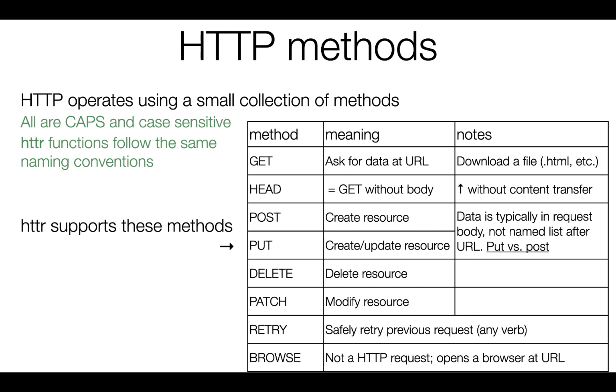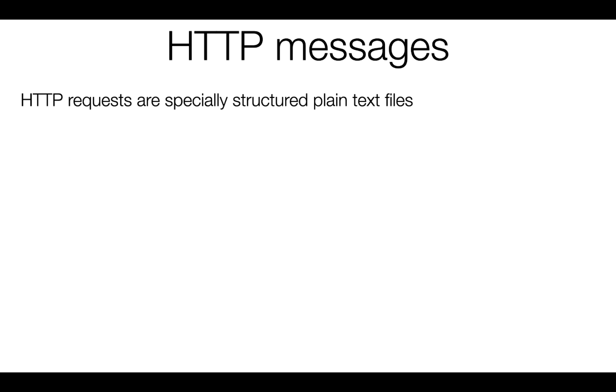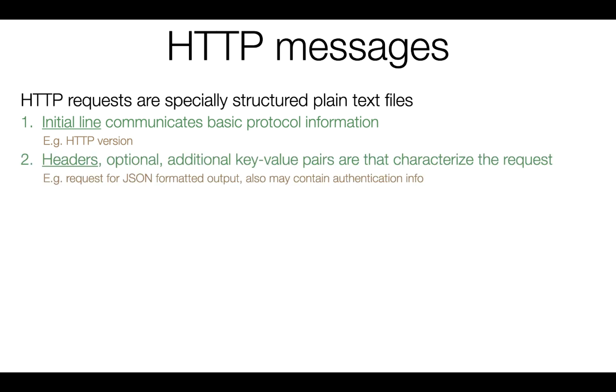Now, how do these things actually work? They work through sending what's called HTTP messages. These are requests that are actually just plain text files that encode what one machine wants the other machine to do. They're constituted of three components. First, there's an initial line that communicates the basic protocol information, such as the HTTP version number. Next is headers. This is optional. It's a number of key value pairs that are going to characterize the request.